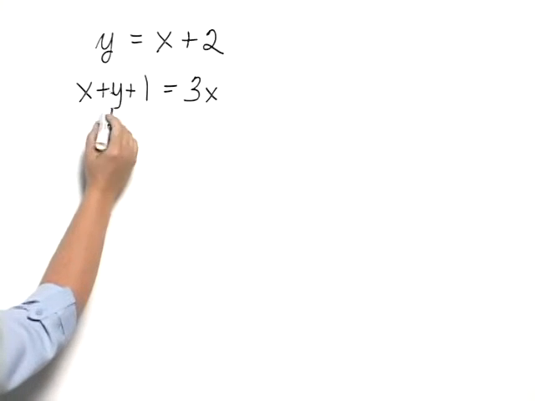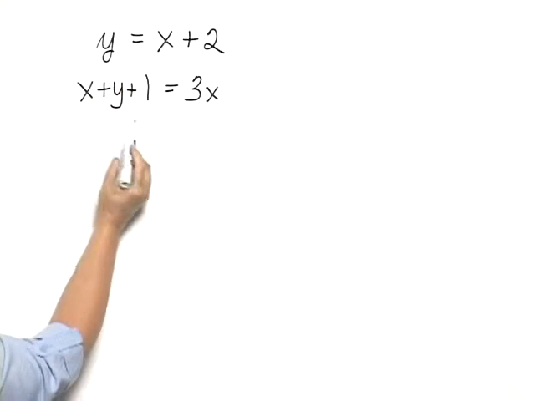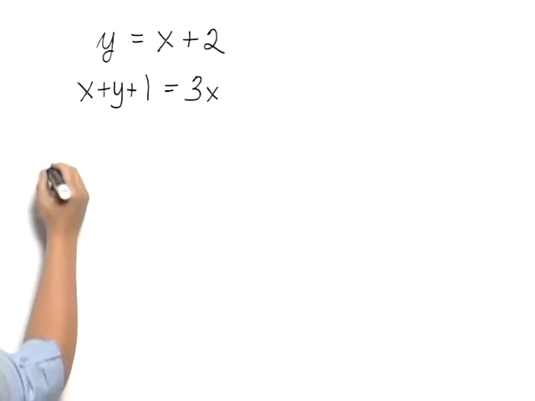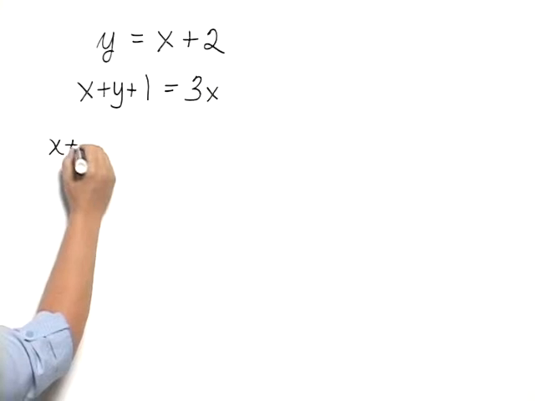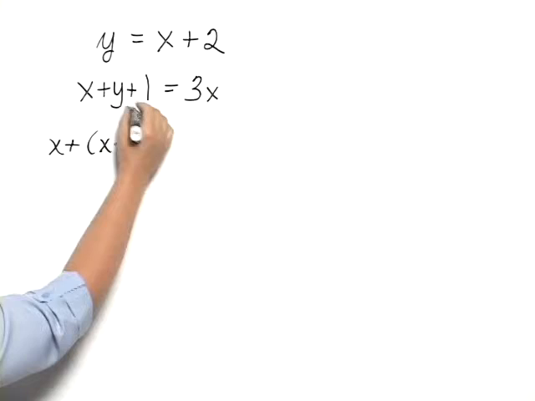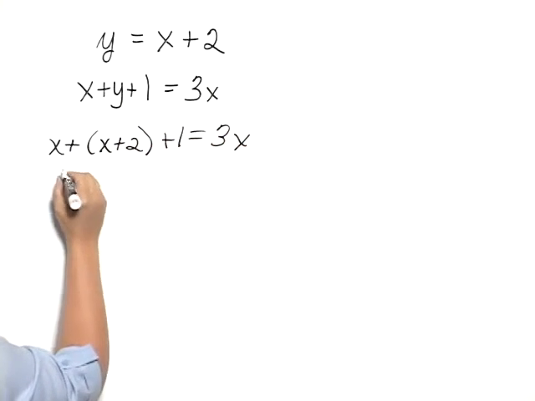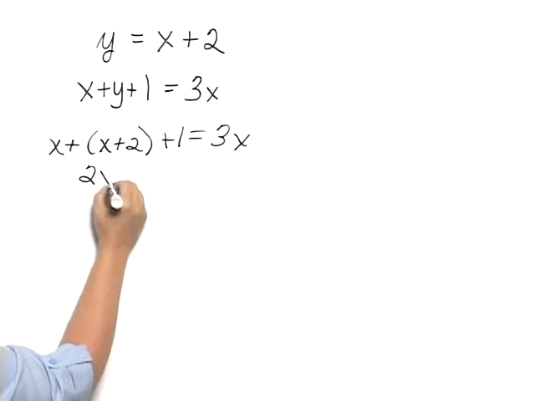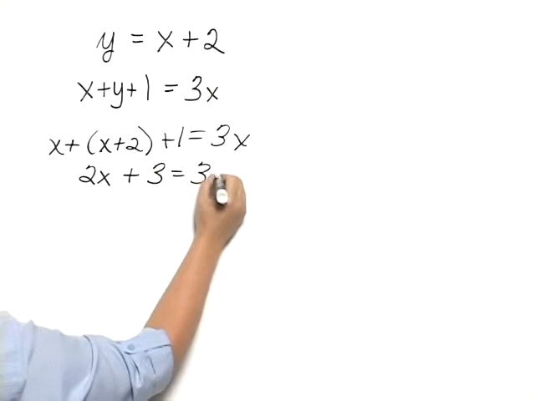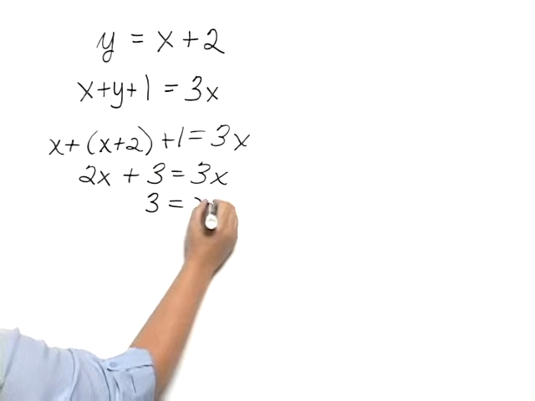Solving the system of equations, we have already solved y by itself in the first equation. So we can use substitution, substituting x plus 2 for y in the second equation. This is x plus, and then instead of y, we write x plus 2, plus 1 equals 3x. Then we have x plus x, which is 2x, plus 2 plus 1, so plus 3, equals 3x. Subtracting 2x from both sides, we get 3 equals x.